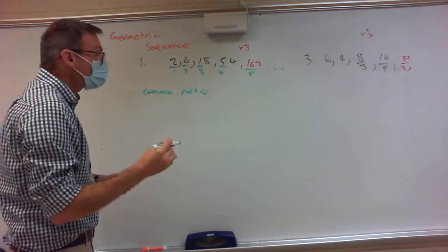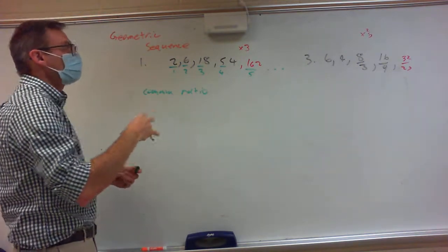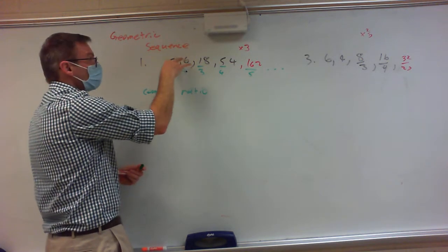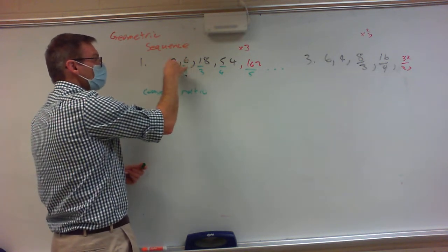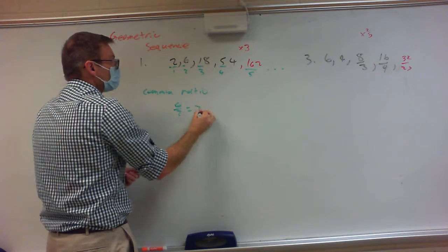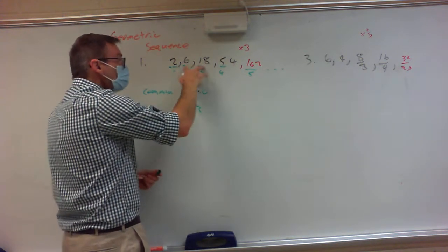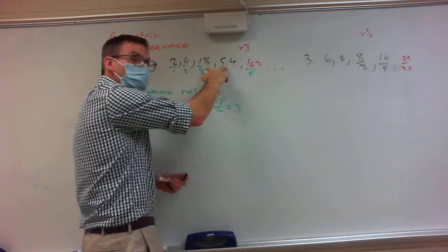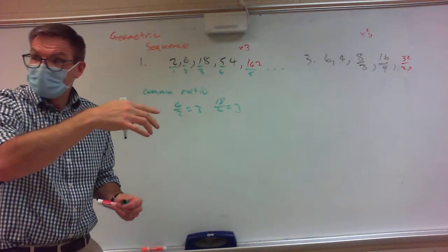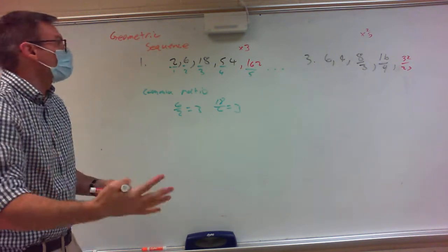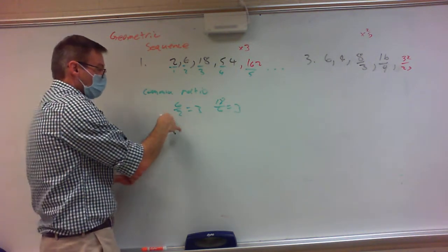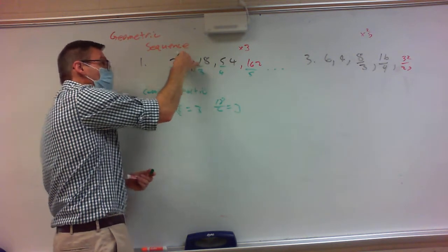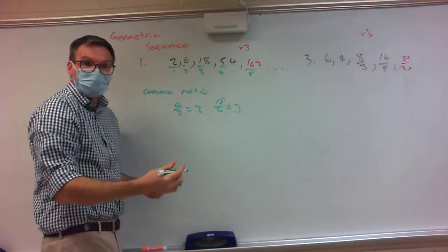And what a common ratio is, ratio means fraction: you take any 2 consecutive terms and you make a fraction out of it. If I look at these first 2 terms, if I do this over this, I get 6 over 2. That gives me a 3. If I take these two terms, 18 over 6, that gives me a 3. If I take these two terms, does everybody see it? When you have a geometric sequence, to find your common ratio, you pick any two terms, put the right over the left, and that gives you your common ratio.